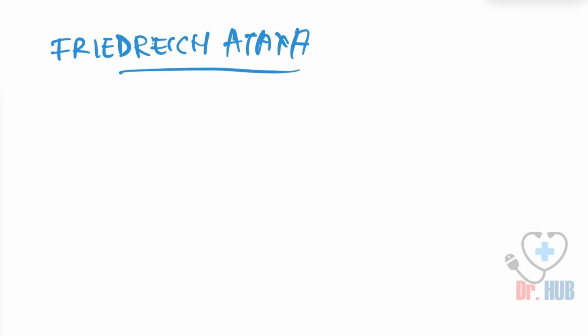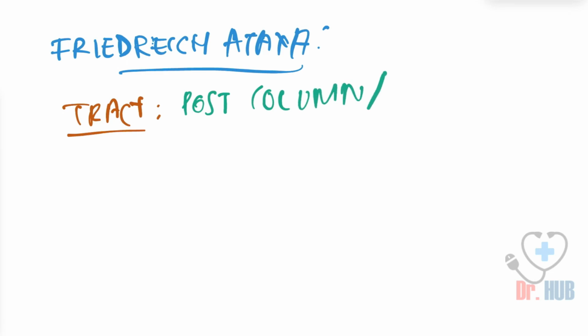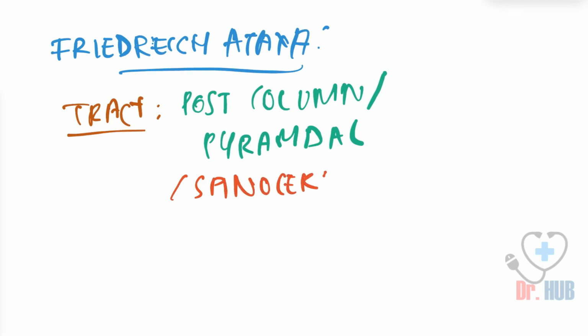Now we'll be looking at some other points, the differentiation features. First we look at the Friedreich ataxia. In terms of the Friedreich ataxia, we are looking at the tract. How is the tract here? The tract involves the posterior column. It is pyramidal. And next, there are the spinocerebellar tracts.